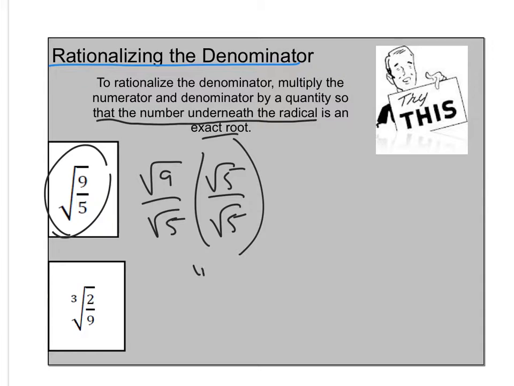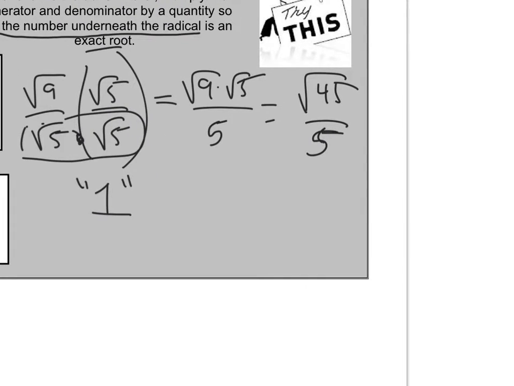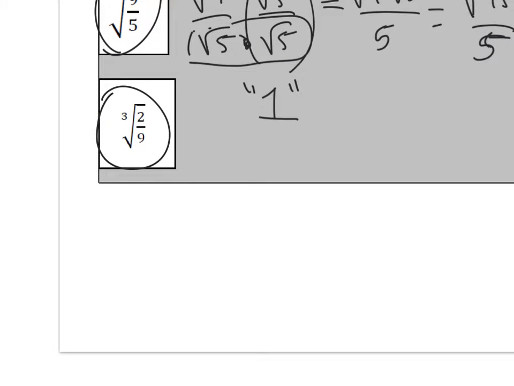Technically this is 1, the same thing on top and the same thing on bottom. On the top, I get the square root of 9 times the square root of 5. On the bottom, the square root of 5 times the square root of 5 is just 5. So on the top, you have the square root of 45 over 5. Then you can simplify that to 3 square root of 5 over 5. There's my answer.